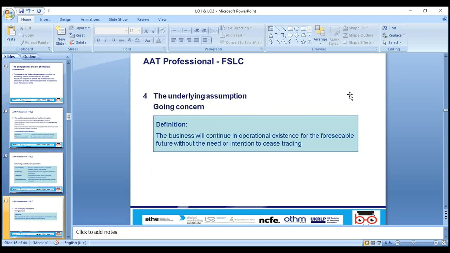That's the concept of carrying on. We need to make sure that in the reporting we report going concern as well. The business will continue its operational existence for the foreseeable future without the need or the intention to cease. So the business, in the current situation, will carry on doing business as normal. That comes under the going concern. If you have any questions, please ask me.